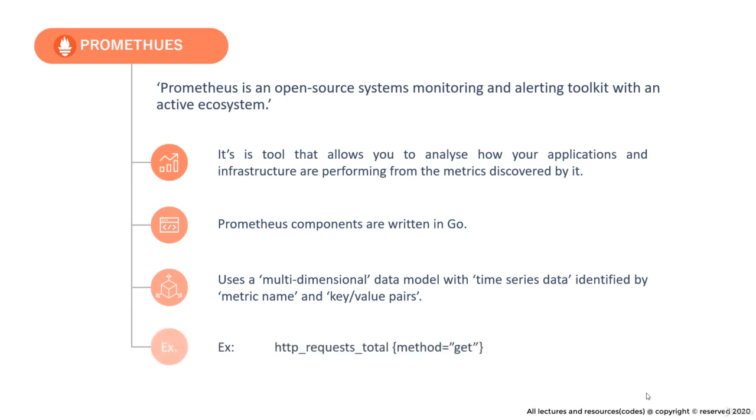For example, this is a metric with the name http_requests_total having one label, which is method, in the form of a key-value pair, with method as the key and GET as the value. FYI, this metric is used to get the total number of HTTP requests received. Throughout the course, we are going to deal with a myriad of such metrics.